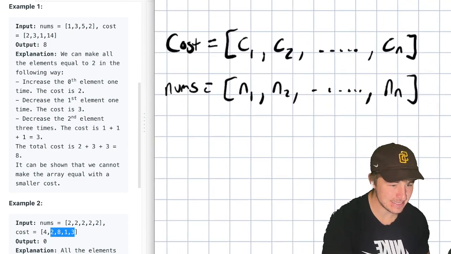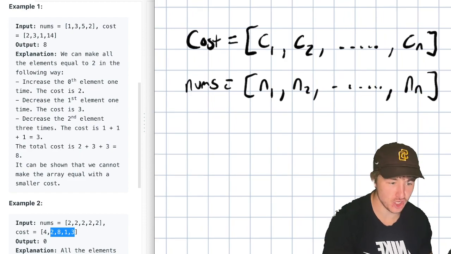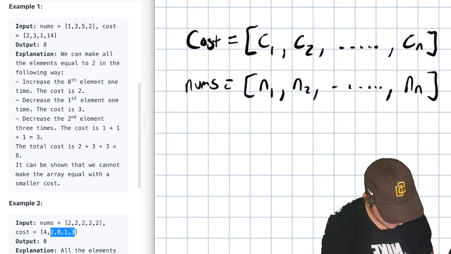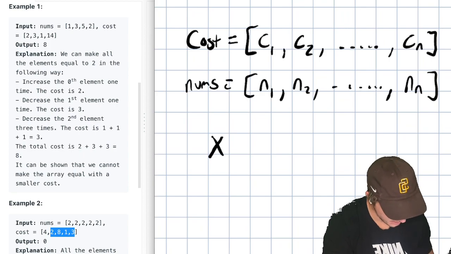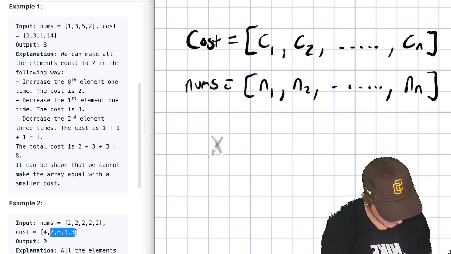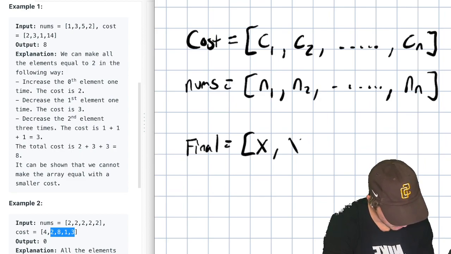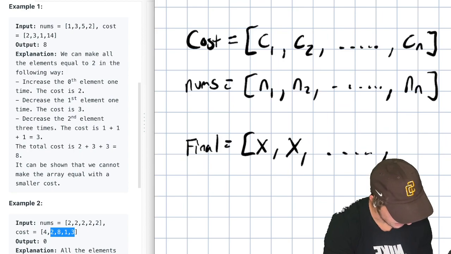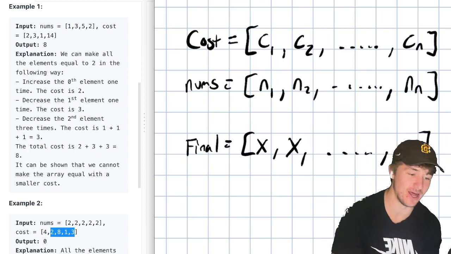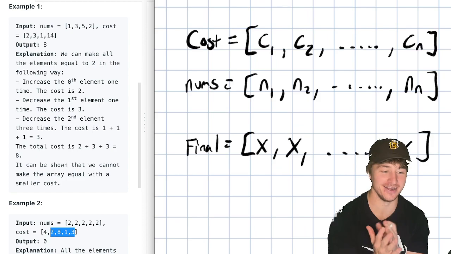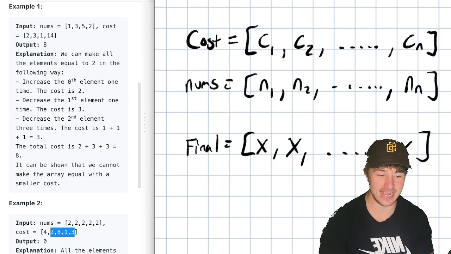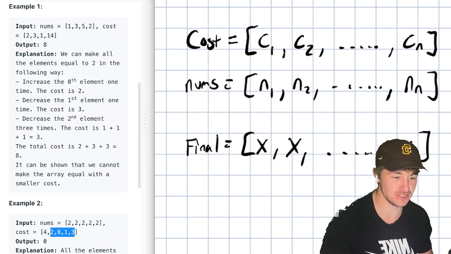Now in the end, I want them to all be the same value x, right? In the end, I'm going to have an array, like a final array, where they all equal x. Now, again, I haven't solved this problem in like 2 days, so I've already forgotten what the direct line is here, so I'm just walking through this with you guys right now, okay?